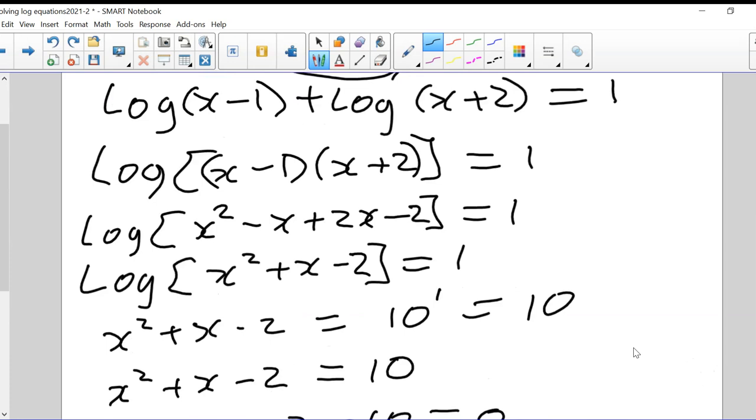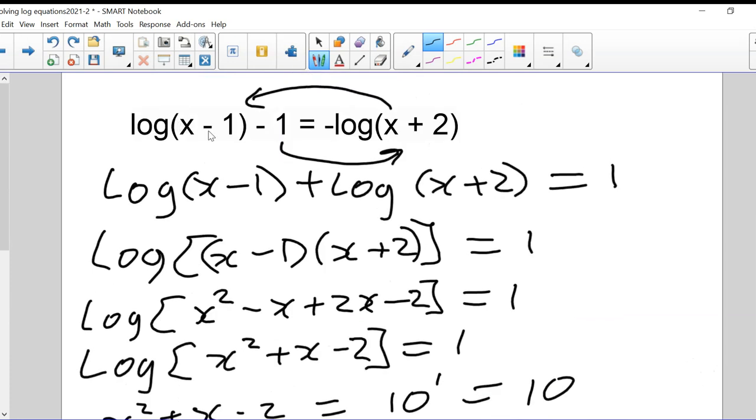Now, I should still check that 3 actually does work, not just assume it does. If I took the log of 2, since 3 minus 1 is 2, and minus 1 from it, is it the same thing as the minus log of 5? If you try it on your own, it actually does work. So the log of 3 minus 1 is 2 minus 1, and then try finding the minus log of 5 and see if you get the same thing on both sides. You will, but I'm going to leave you to do that on your own time. Okay? 3 does work. 3 is a valid solution.